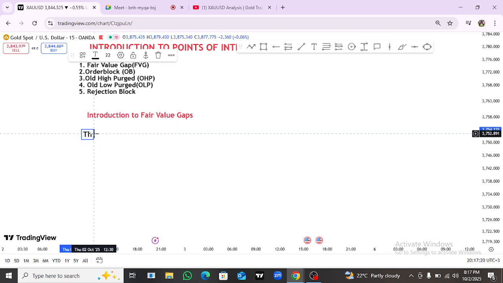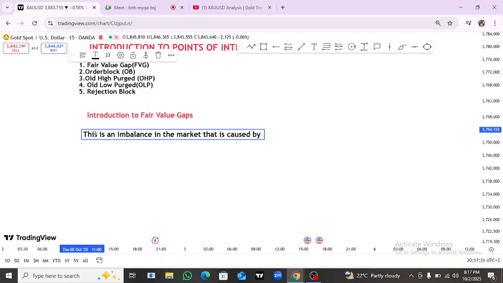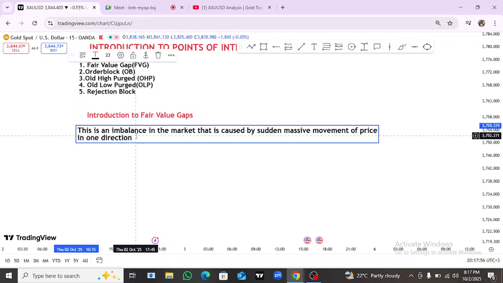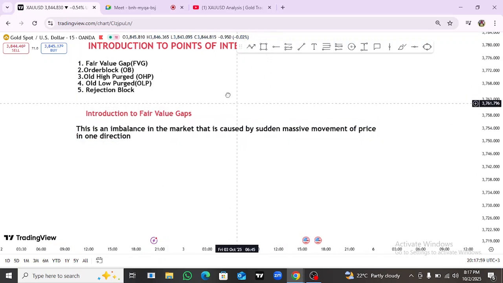This is an imbalance in the market that is caused by a sudden massive movement of price in one direction. So this is an imbalance in the market that is caused by a sudden massive movement of price in one direction. So I'll give you an analogy.